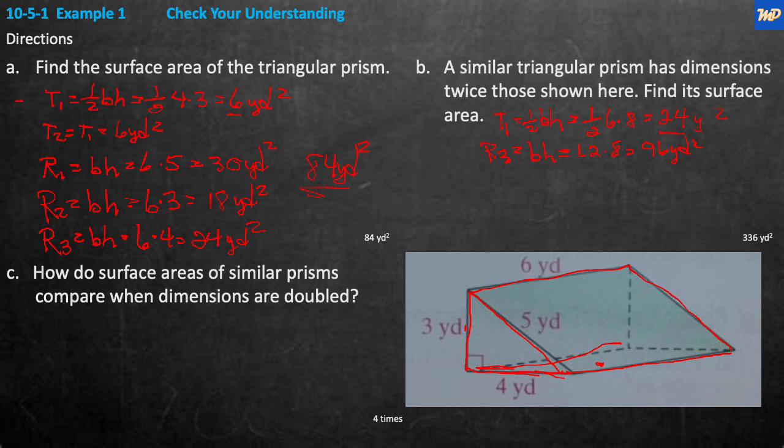24. Well, 24 is 1/4 of 96. 96 is 4 times larger than 24. So I think you can assume that the surface area will be 4 times larger. So given 84 here, we're going to multiply that times 4, and we're going to get 336 yards squared. Okay? So that's what happens when they doubled.